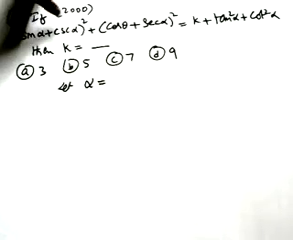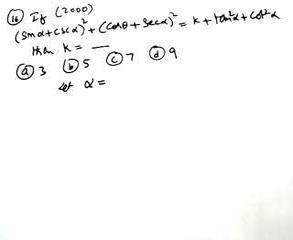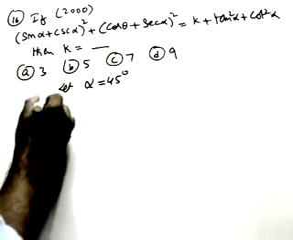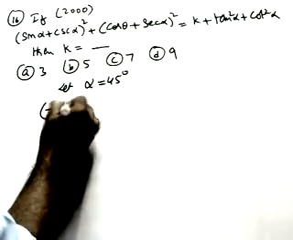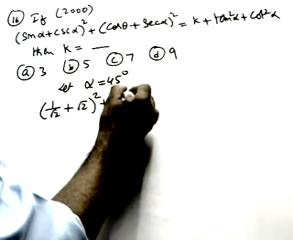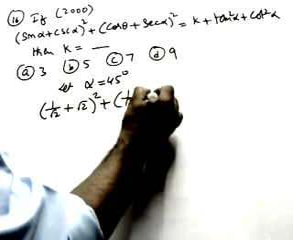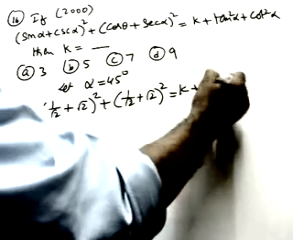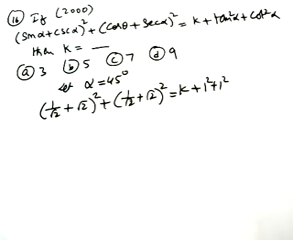Let alpha equal to, don't suppose 90 or 0, because if you suppose 0, cosec 0 will be infinity, we cannot solve it. I am keeping 45 degrees. So let us see what will happen. Sin 45 degrees is 1 by root 2, plus cosec 45 degrees is root 2, whole square, plus cos 45 degrees 1 by root 2, plus secant 45 degrees is root 2, whole square. K plus tan 45 degrees is 1.